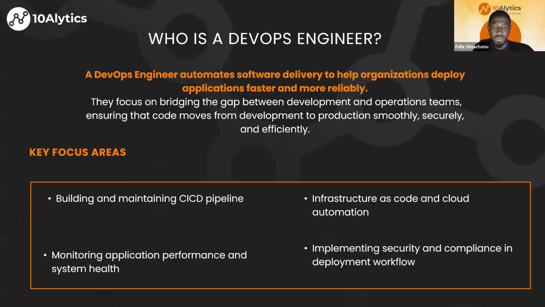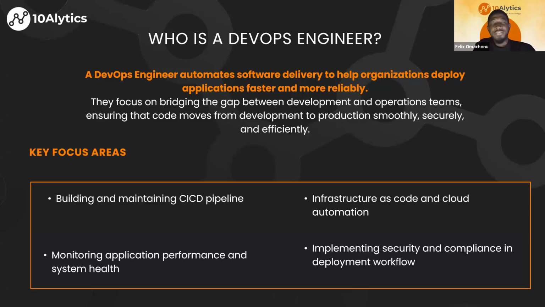So now one of the questions you would want to ask before even deciding to come into this field is who is a DevOps engineer? Who is a DevOps engineer? So a DevOps engineer automates software delivery to help organizations deploy applications faster and more reliably, right?